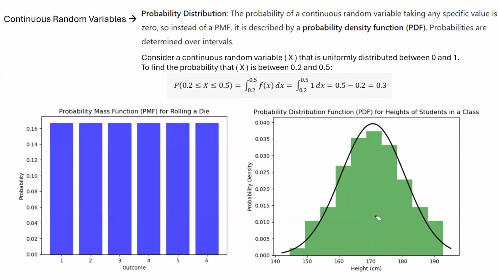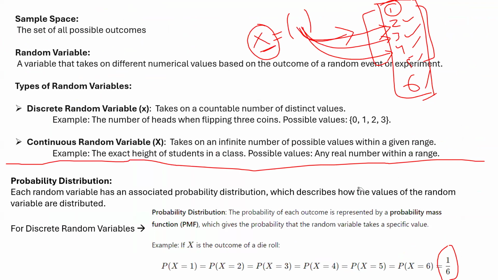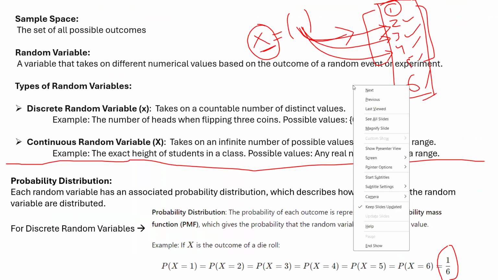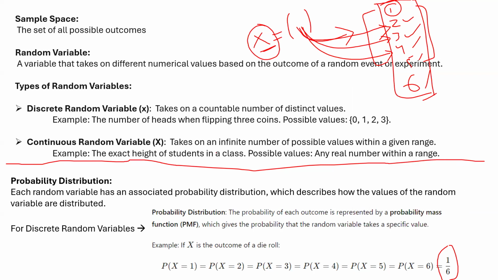Okay. Now what I want from you is that any one of you can answer this. I want you to explain what is a random variable and what are the different types of random variables. What is probability mass function? What is probability distribution function? And what is probability distribution?